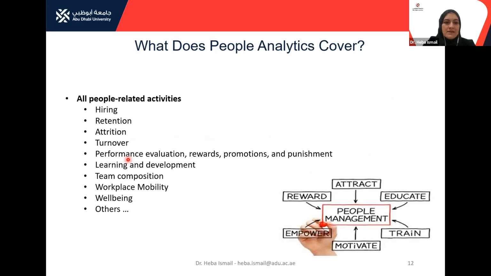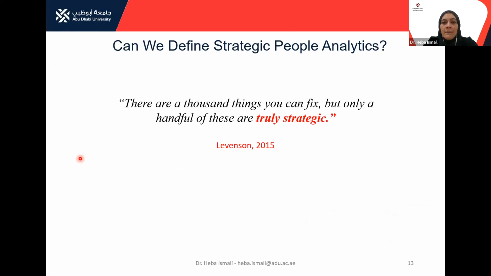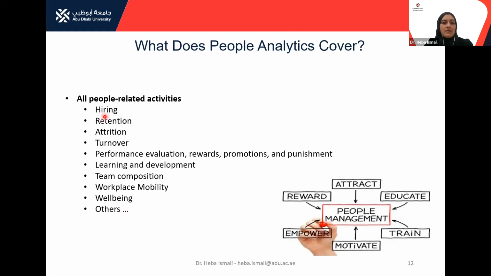So what does people analytics cover? Basically everything. It covers hiring, retention, attrition, turnover, performance evaluation, rewards, promotions, maybe punishment also, learning and development, and every single activity conducted by HR professionals relevant to people in any organization can be guided by and can benefit from people analytics. And fine, if all of these can benefit from analytics and get some useful insights, then which activity deserves more attention, or should we just apply analytics to all of these activities? Should we really consider people analytics in every single HR process we have in our organization?